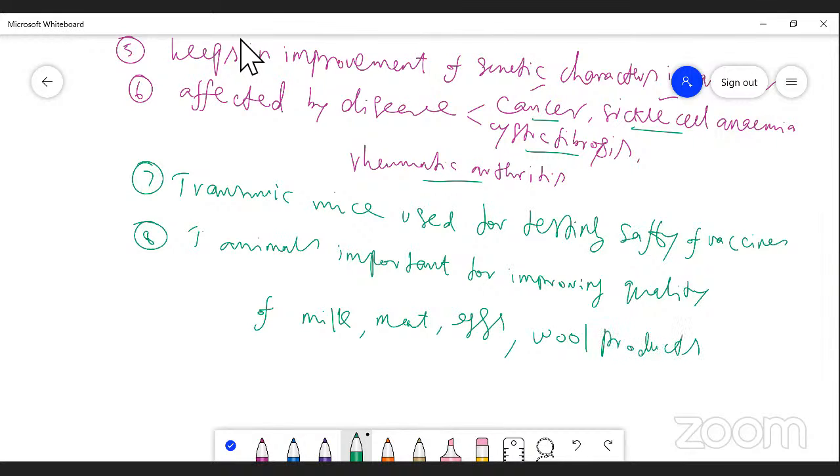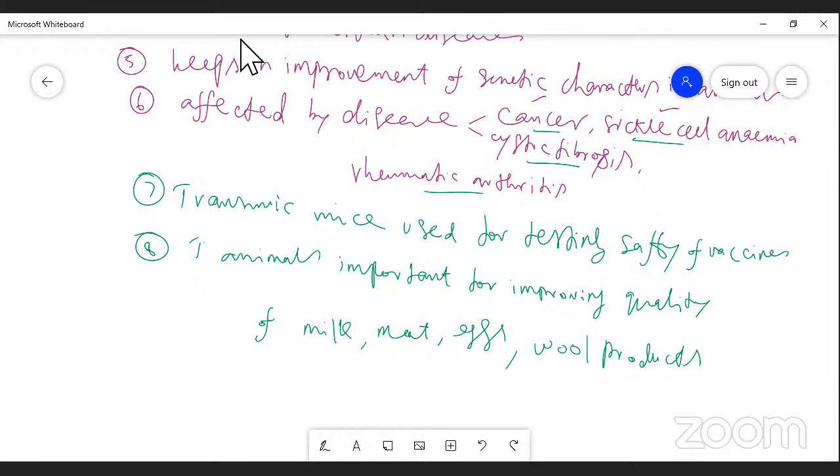In addition, they are used for testing of drug resistance. These are all the uses of transgenic animals. They exhibit faster growth.